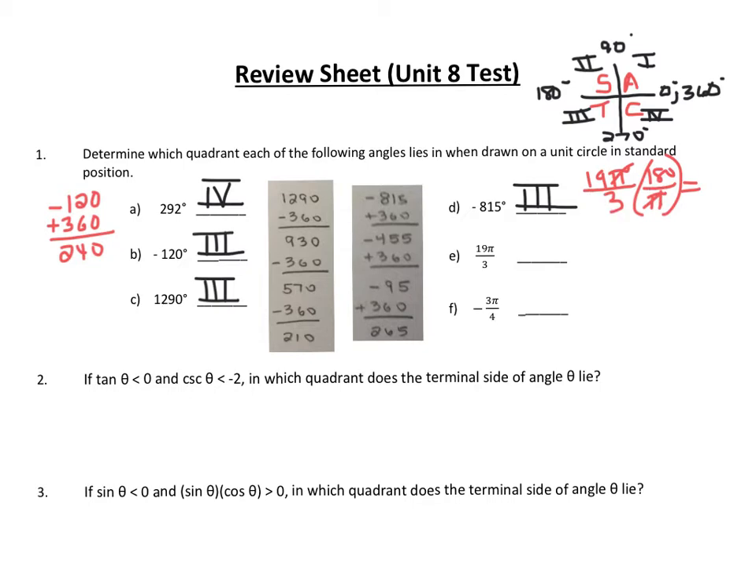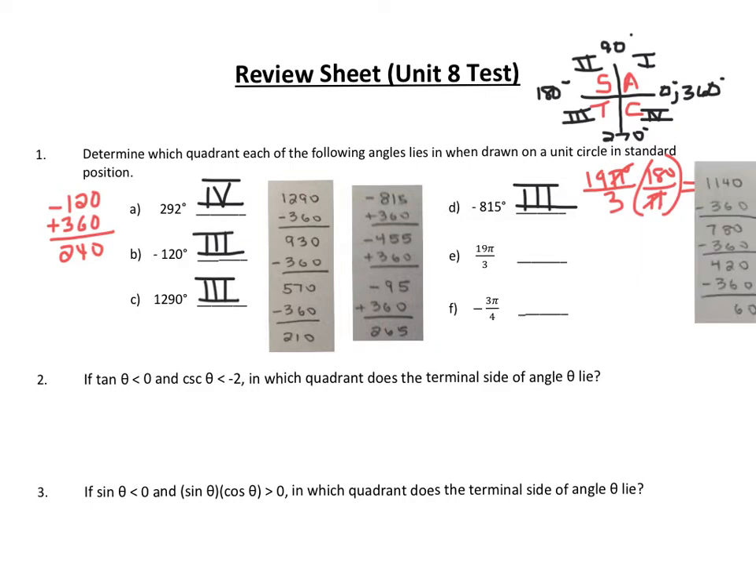And that's actually a big angle. That's going to give us 1,140, which is a big angle, right? So what we're going to do is subtract off 360 as many times as we have to in order to find an angle between 0 and 360.